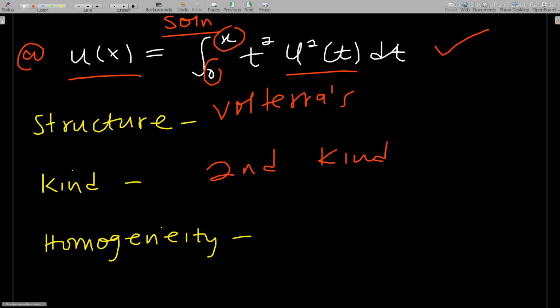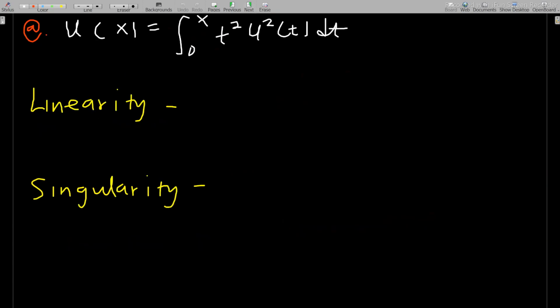Then you go to the homogeneity. When you compare this to the general form of an integral equation, would you get an f of x in it? No, because this is just u of x equals something, and there is no f of x term, plus something. And we said that when f of x is equal to 0, then you have a homogeneous integral equation. I hope I'm making sense here. So this is very simple. Let's go to the other ones.